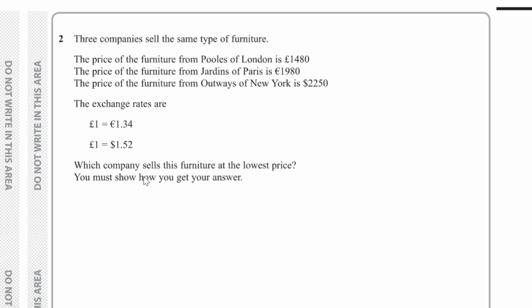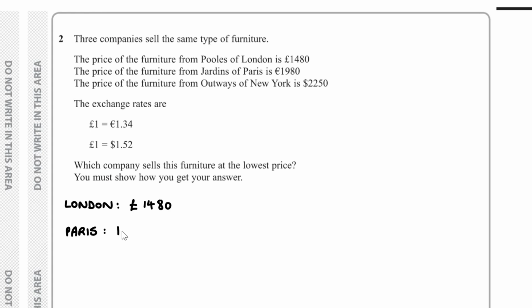Well, here I think it will be a good idea to make sure that the units of each of the prices is consistent. For example, we can convert everything to pounds. So for London, we know that the price is 1480. For Paris, we need to convert the 1980 into pounds, and we can do that by dividing this amount by 1.34.